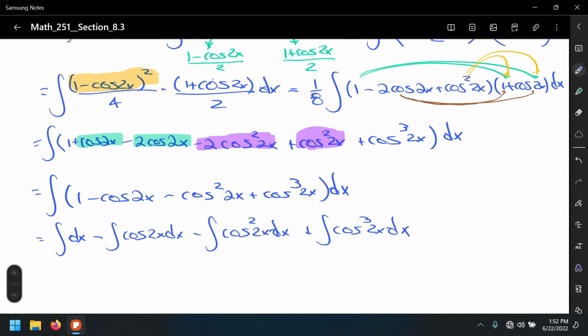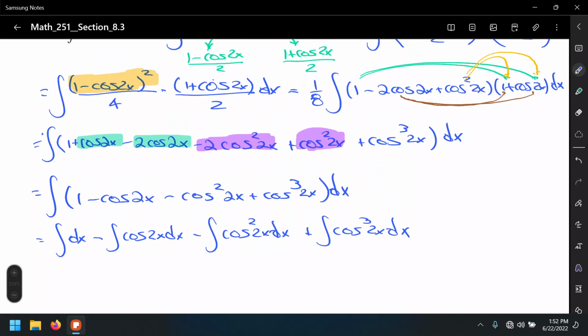Again, the first two integrals are straightforward. However, I think I missed a 1/8 over here. 1/8, and then 1/8, 1/8. That can be easily fixed.